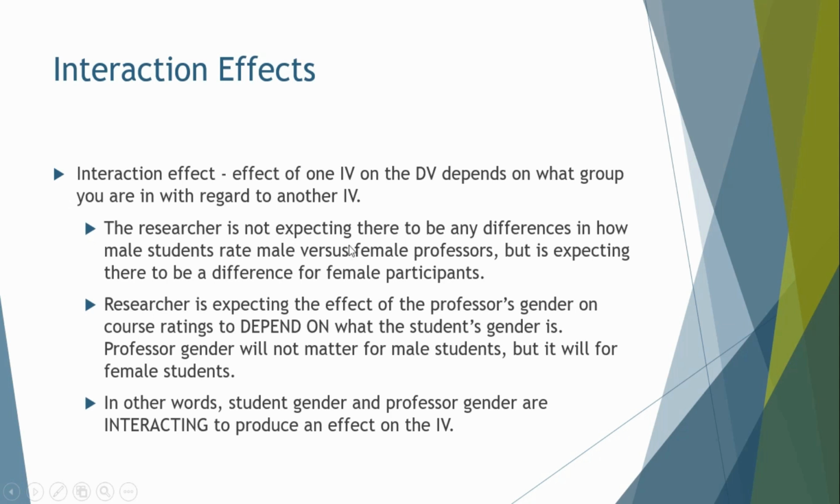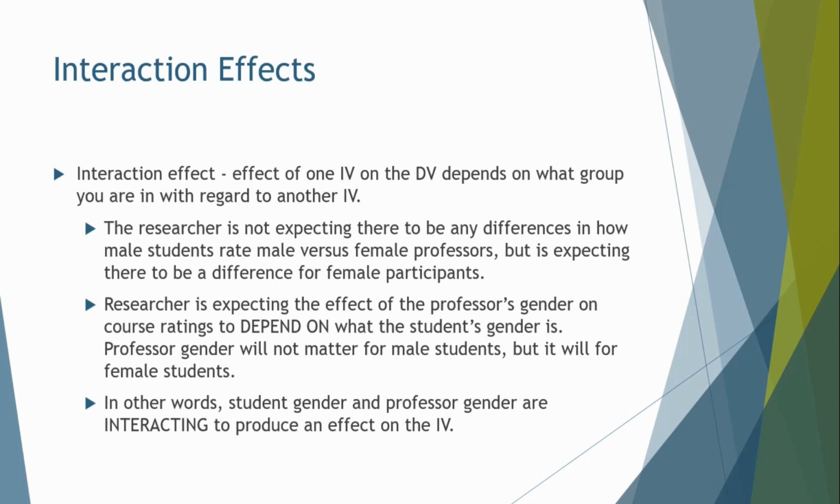So what they're saying is the researcher is not expecting there to be any differences in how male students rate male versus female professors, okay? But it is expecting there to be a difference for female participants, okay? So the effect of professor's gender depends on the student's gender. It doesn't matter for males. Male students tend to rate male and female professors the same, okay? But it does matter if you're a female student. So female students will tend to rate female professors higher than male professors, okay? So those two independent variables are interacting, okay?